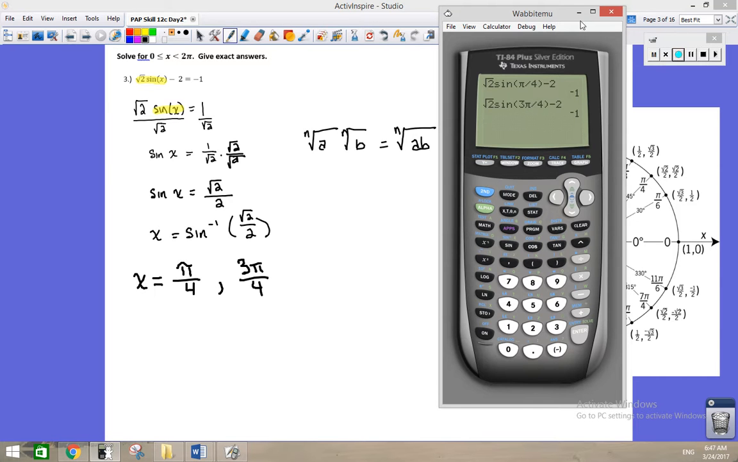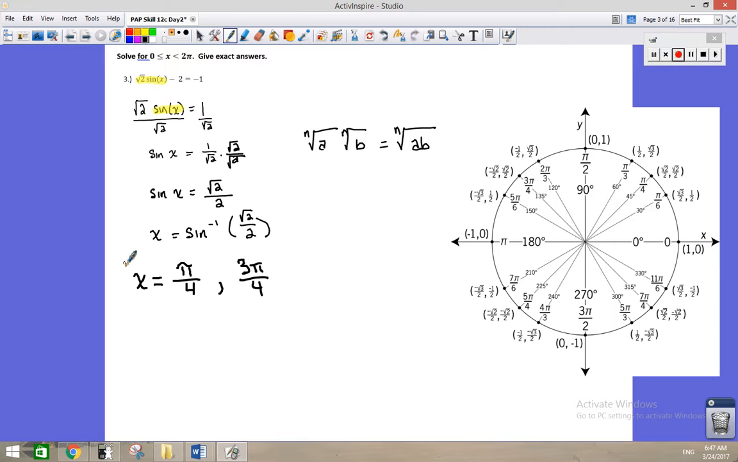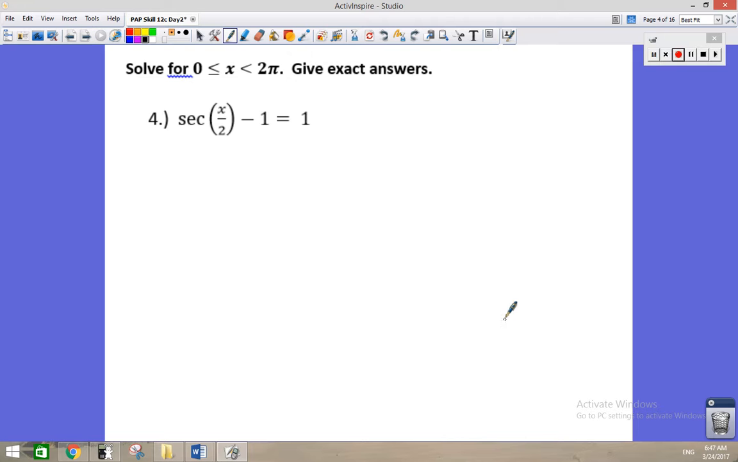So those are checking. Now, it's possible that a student could make a mistake and leave out one of these. Pi over 4 would check, and they accidentally leave out the other solution. The calculator's not going to help us if we lost a solution. Let's take a look at the next problem.